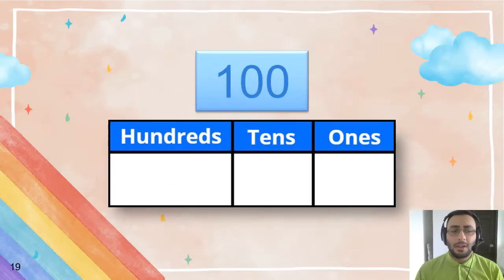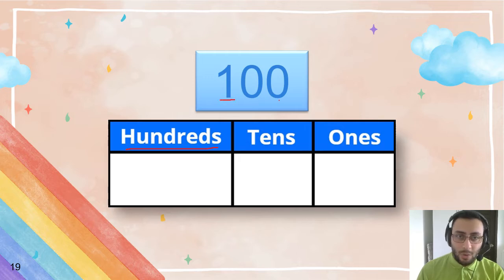Now let's see the number 100. How many hundreds does it have? The hundreds is the third one. See? 1, 2, 3. So it has 1 hundred. How many tens does it have?